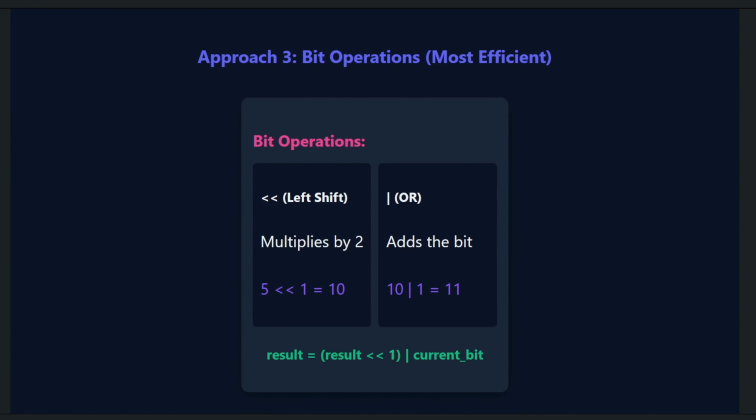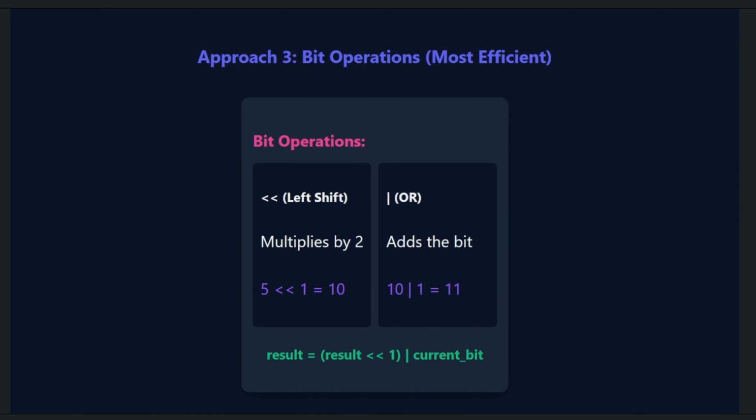Now for the most efficient approach using bit operations. The left shift operator is essentially multiplication by 2 at the bit level. When we shift 5 left by 1 position, we get 10, that's exactly multiplication by 2. The OR operator then adds our current bit.